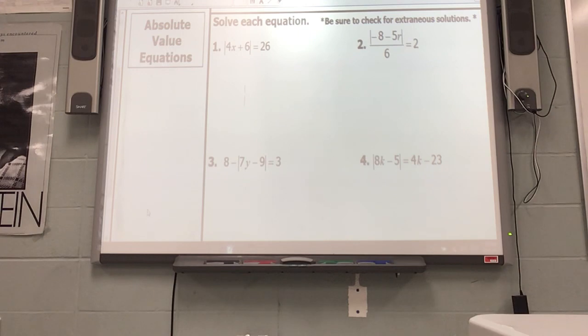You'll bring it down, so that means you'll do all that work inside the bars, and then whatever you get, it makes it a negative. But it's already in it, because absolute value can't already be a negative.